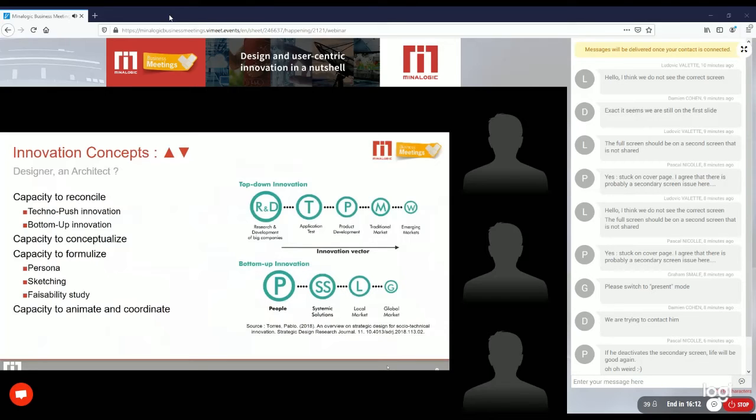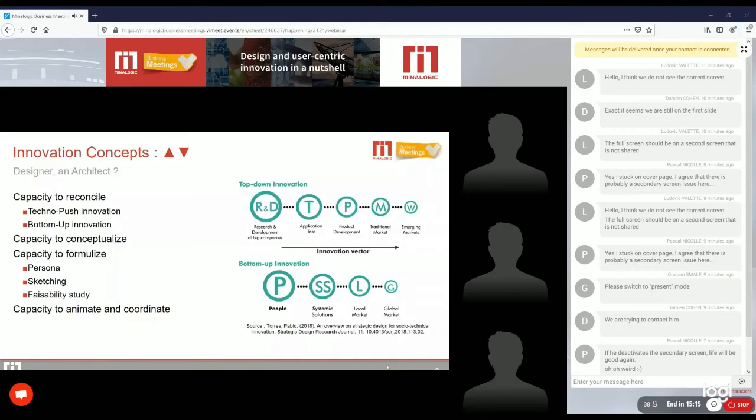The designer tries to reconcile two different kinds of innovation approach. We used to speak about top-down innovation and bottom-up innovation. In bottom-up innovation, people are the most important aspect. We use tools to understand what people want, and we bring the technology to these needs. On the contrary, top-down innovation starts from the research and development department and tries to make the technology adopted by the customers.